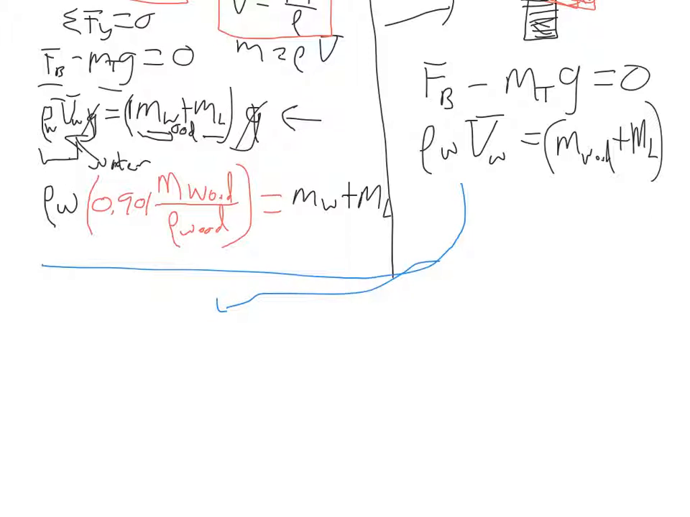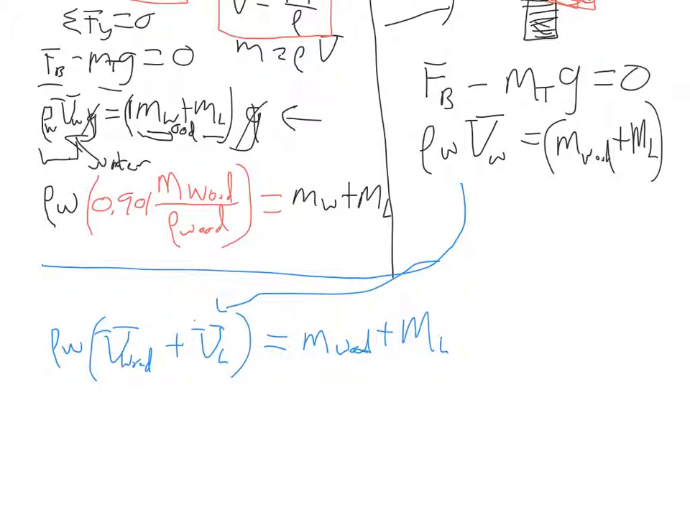Alright, so we got the density of water. Now what is the volume being displaced? Well, what that's going to be is the volume of the wood that's under the water, which is the 90%, right? Plus, though, now we have the volume of the lead that's also under the water, and that's still going to be equal to the mass of the wood plus the mass of the lead.